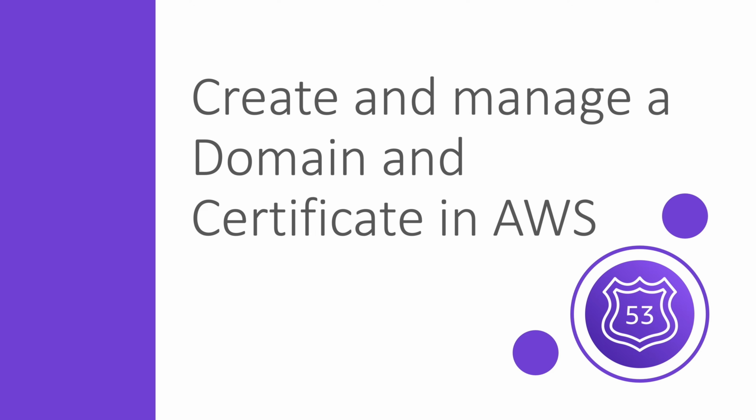Alright, in the previous video I showed you how to create a Route53 health check, and I said I would show you how to add a custom domain to your API gateway in the next video. Before we do that, you might be interested in how to register a domain and an SSL certificate to go along with it. That's what we are going to do in this video.